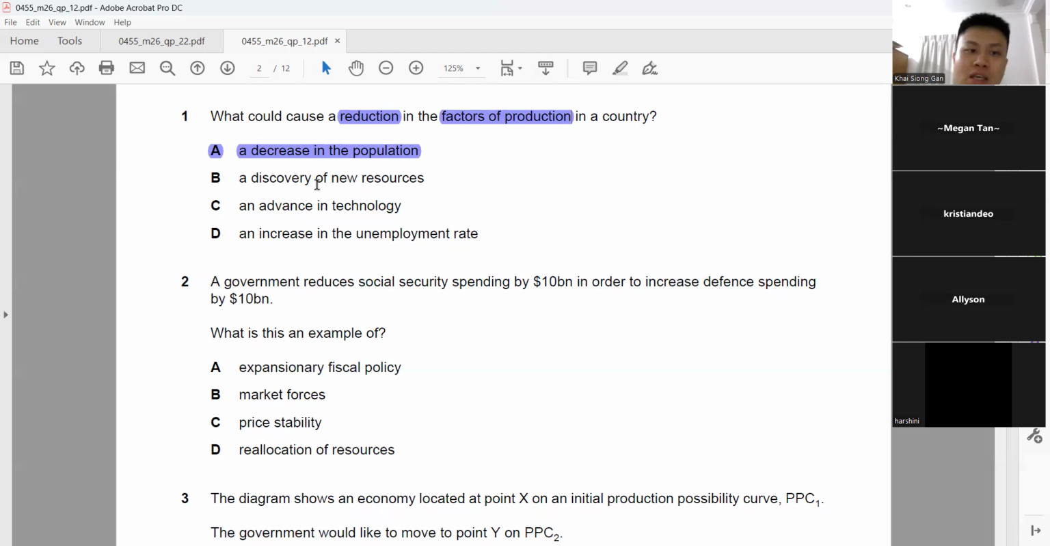Why can it not be D? Because an increase in the unemployment rate means a lot of people become jobless, but these people are still in your country. It's just that the resources are being left idle. So you cannot call it a reduction in the factors of production. You still have the factors of production with you, but they are being left idle. So D cannot be the answer. Unemployment rate means that there are people being unemployed, resources being left idle. Okay, so the answer is A.